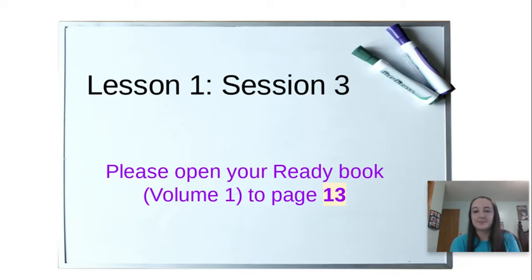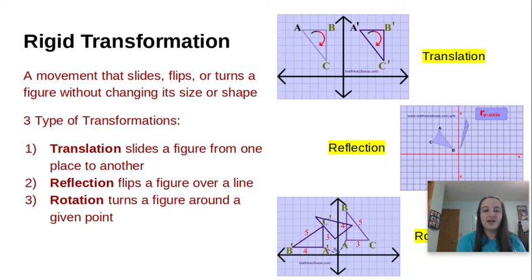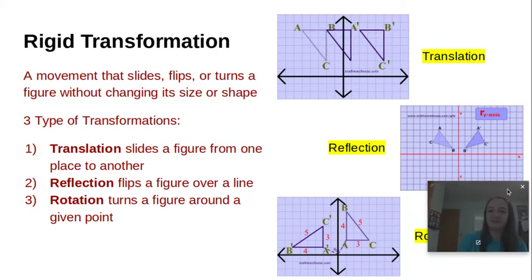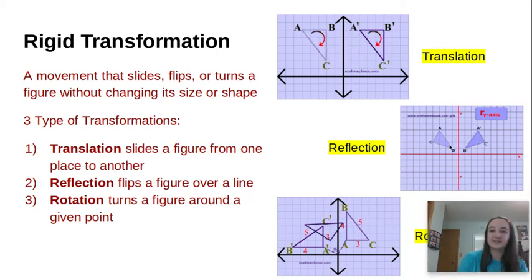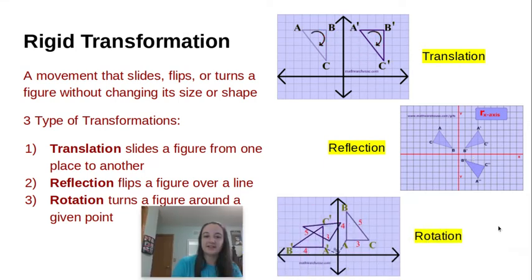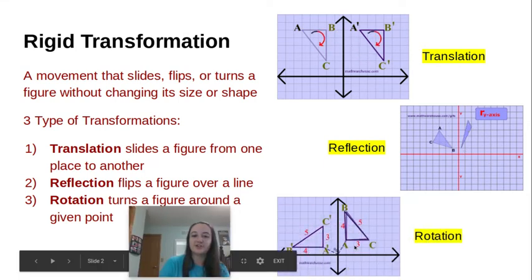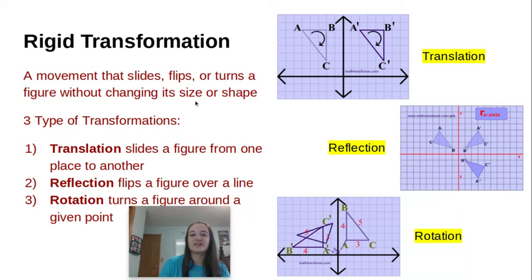Alright, now that you are to page 13, a quick little refresher. So remember, our translation is what slides a figure from one place to another, like this GIF here. Our reflection is what flips it over a line. So like we have our first reflection and then the second reflection. And finally, we have our rotation, which turns a figure around a given point. So these are the three types of rigid transformations, which again, never change its size or its shape.